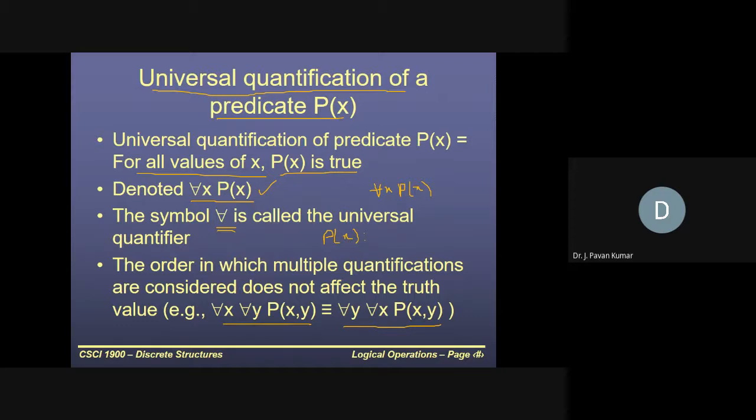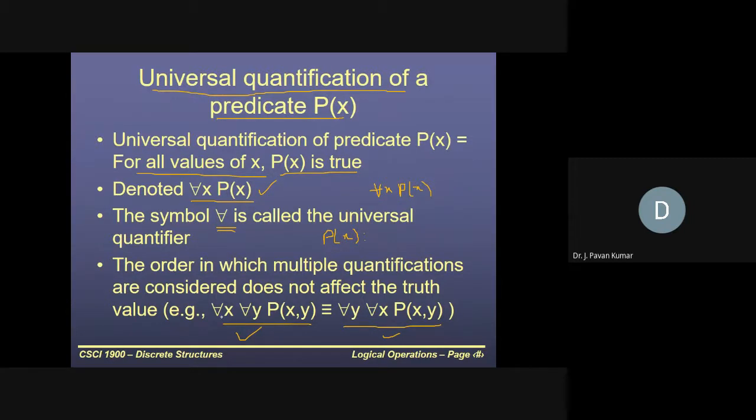Understand? For all the values of x, for all the values of y, p of x comma y is true. So for all the values of y and for all the values of x, p of x comma y is true. Like that, we can say it in the other way as well. So order does not matter. In any order we can use. If you have only for all symbols, then in any order the truth value is the same.